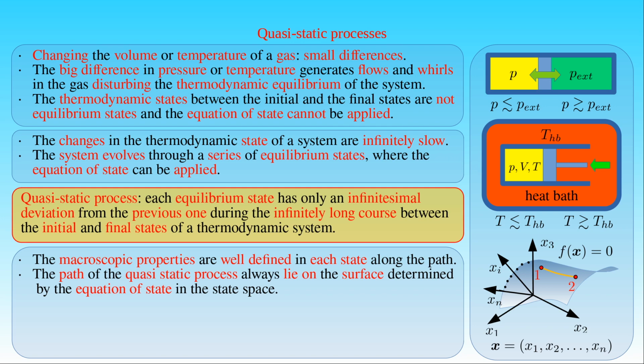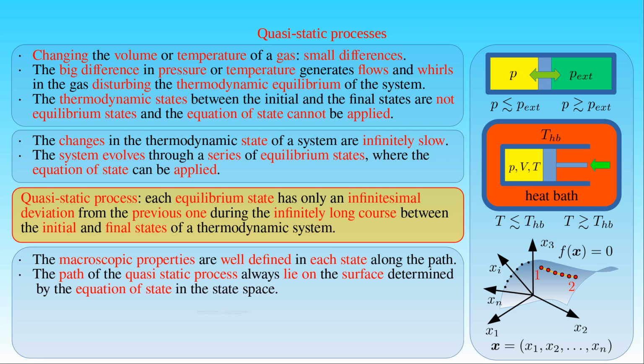Because the initial state 1 and the final state 2 of the thermodynamic process are equilibrium states and the equation of state holds in equilibrium, the states 1 and 2 are on the surface. In a quasi-static process, the series of states connecting the initial and the final states are also equilibrium states and they are also on the surface. Any finite difference between the state variables in two different states can be connected by such a series of states on the surface, which have infinitesimal differences in their state variables.